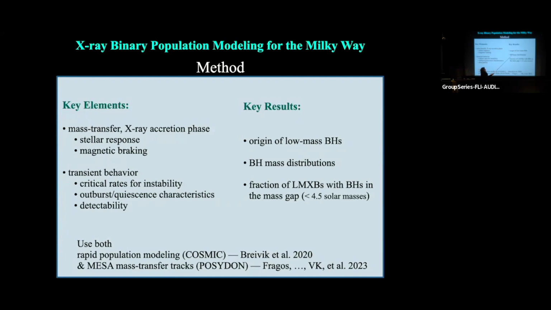And then our key result was: where are the low mass black holes in transient X-ray binaries? What is the mass distribution? And at the end, the key result was to calculate the fraction of low mass X-ray binaries with black holes in the mass gap at any given time in the evolution of these things.